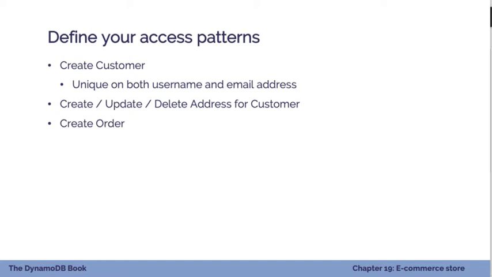Next access pattern we have is to create an order. So when a user comes in, they actually want to place an order. They've got some items in their basket. They submit that. They're going to submit all the items they want to purchase, and we're going to save that for them.